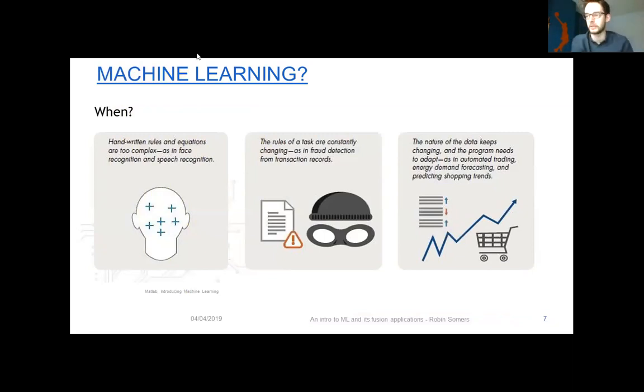Another one is tasks that are constantly changing, like fraud detection. Thieves and criminals will always try to get around certain security measures. So in order to be ahead of this, we can have a machine that adapts in real time. And this is also the case for data that keep changing. Something like the stock price is updated, I don't know, each millisecond or something like this. This would be very difficult for humans to keep track of, which is what was done before. But now we can just let algorithms do this for us, and this makes our life much easier.